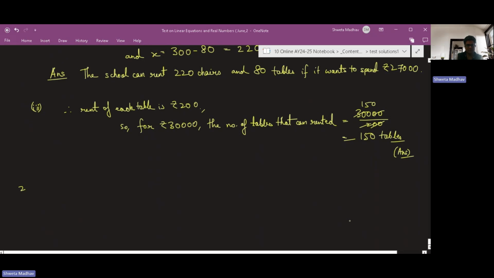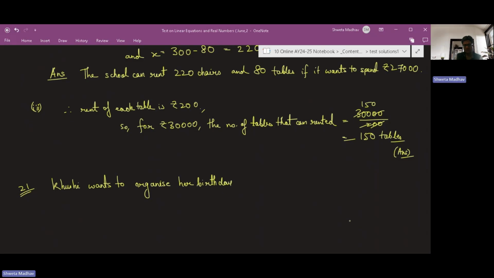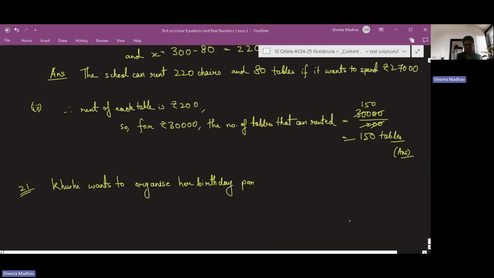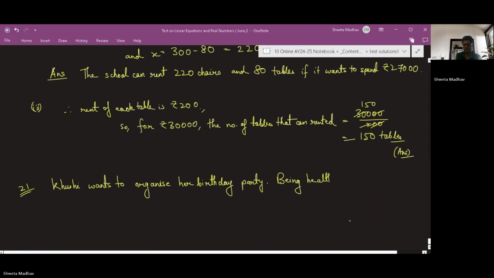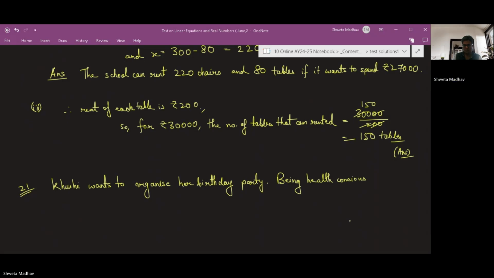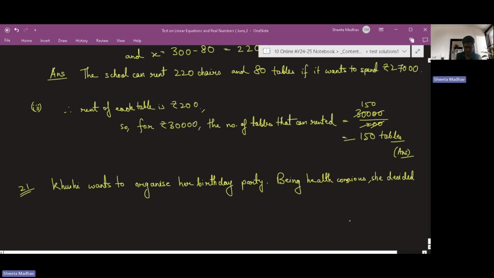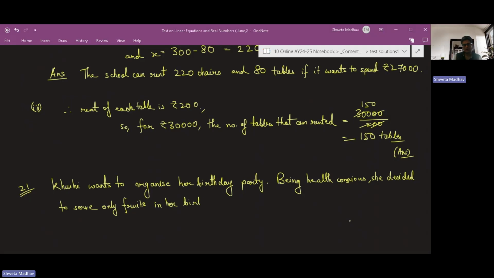And in question number 21 it has been told that Khushi wants to organize her birthday party, and being health conscious, she decided to serve only fruits in her birthday party.